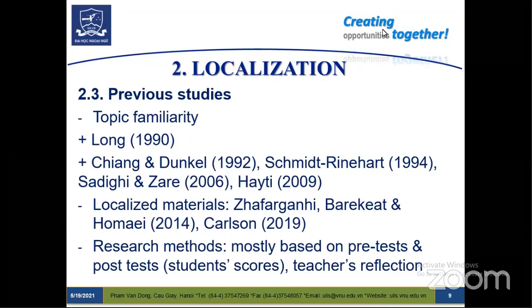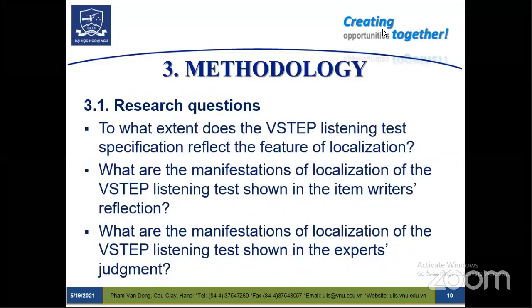So that's the only thing that I want to talk about regarding localization. And now I will come into our study in detail.